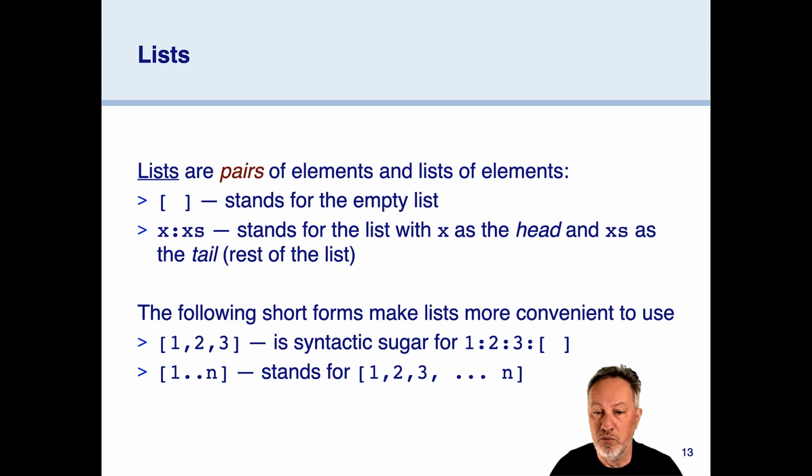In order to write lists in a more convenient way, so as not to have to construct lists with colon all the time, you can also use the square bracket notation and commas to list the elements of the list. So square brackets 1, 2, 3 is actually just syntactic sugar for 1 colon 2 colon 3 colon empty list. Of course, the first version corresponds much more to what we're used to as syntax for a list. Another very convenient notion is the double dot notation. So square brackets 1 dot dot n stands for the list from 1 up to n.